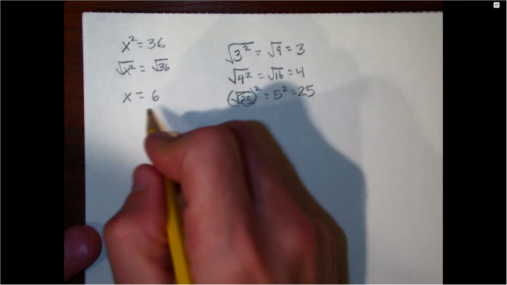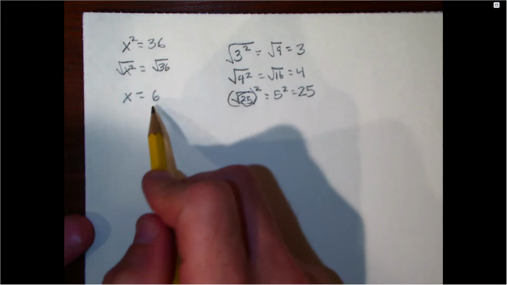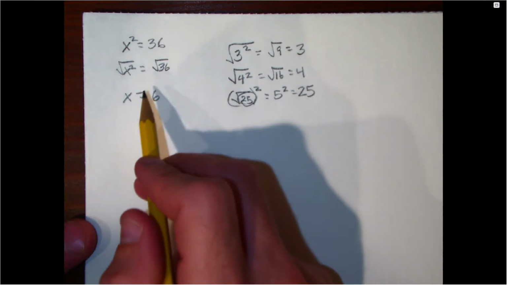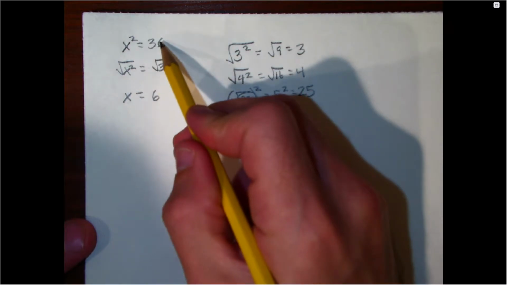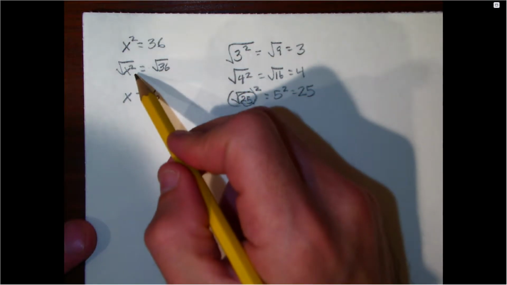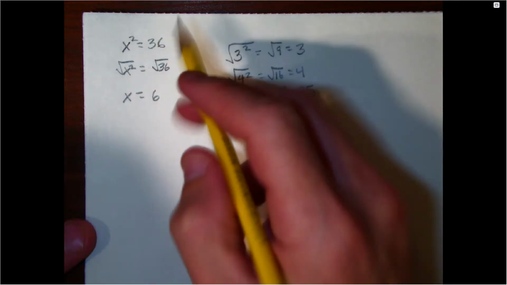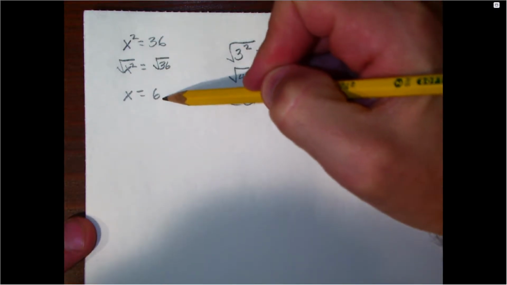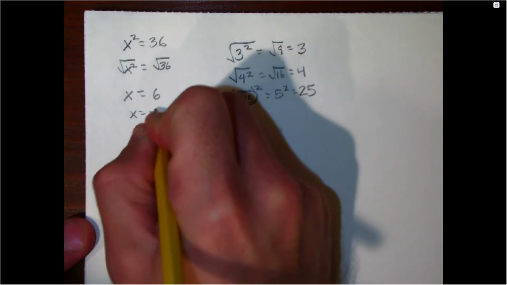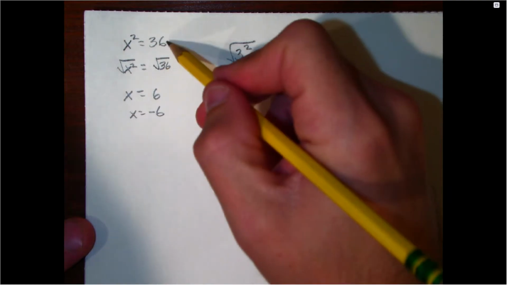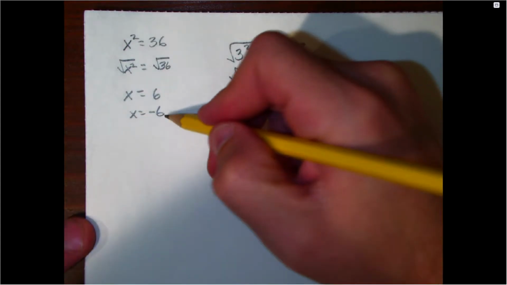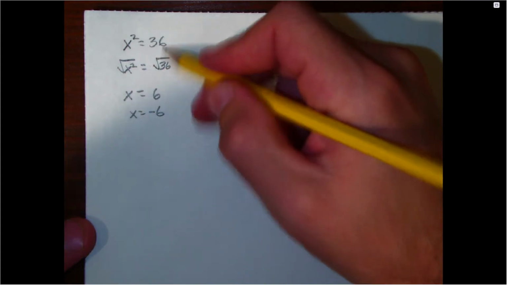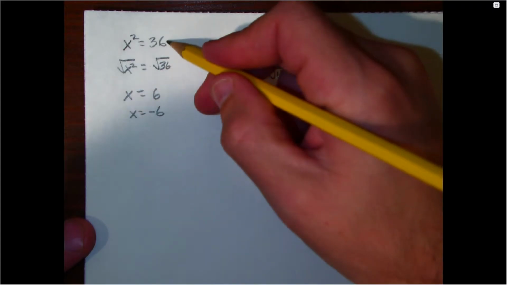So let's get back to this. This isn't actually all the answer to this problem. We're not done yet. x squared is 36, and the square root of x squared is the square root of 36, but there's a problem. This is not the only number that you can multiply by itself to get 36. You can also multiply negative 6 by itself to get 36, because negative 6 times negative 6 is positive 36. A negative times a negative makes a positive.